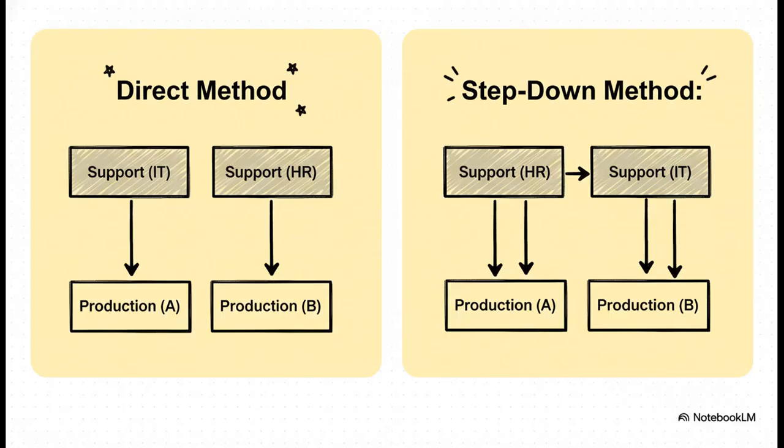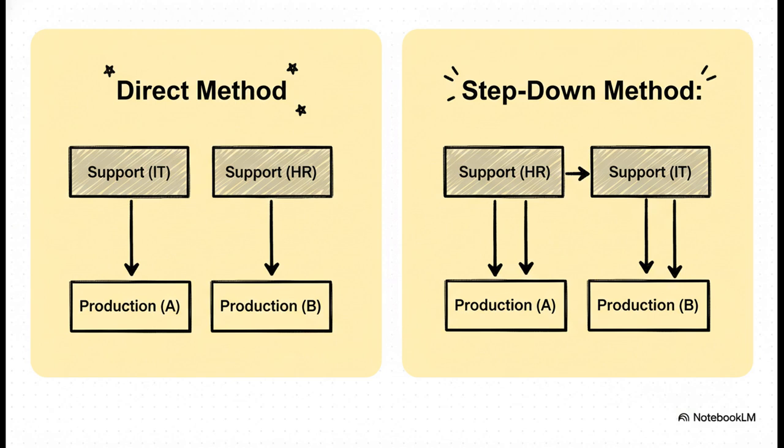Okay, so there are a couple ways to do this. The direct method is the simple way out. You just take the IT department's total cost and spread it directly over the production departments. It's fast, but it's not super accurate because it ignores that the IT team also helps out, say, the HR department. The step-down method is way more accurate.